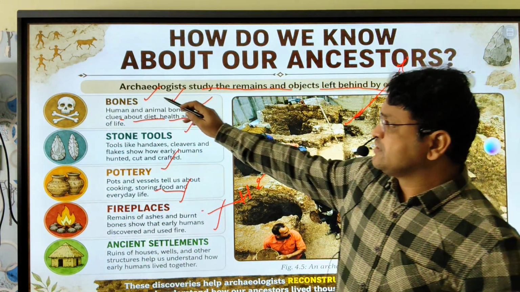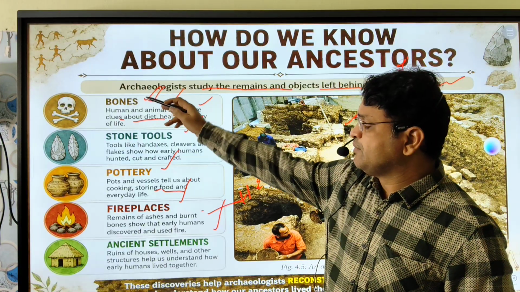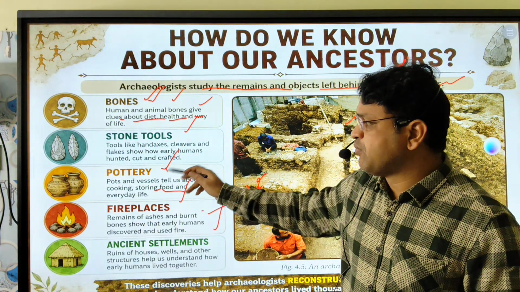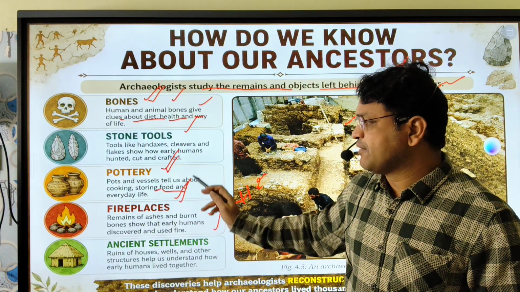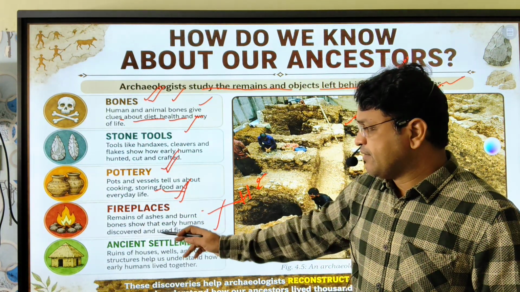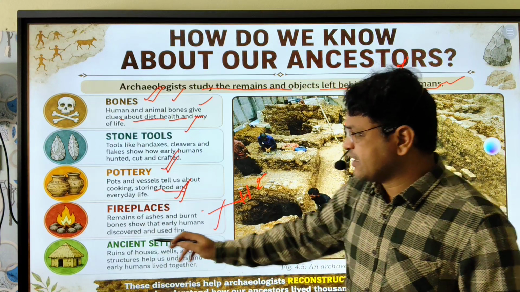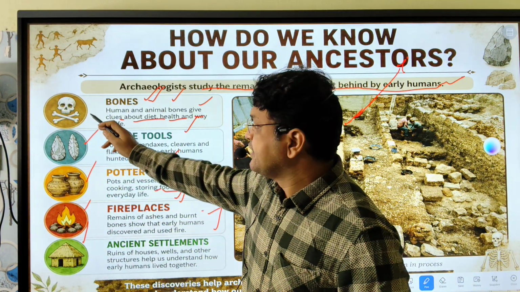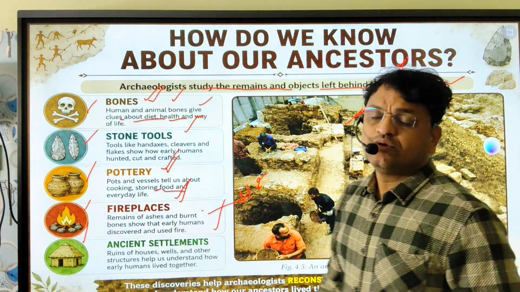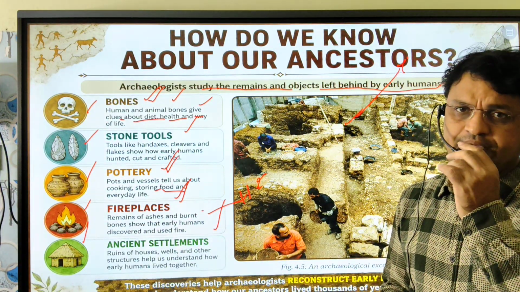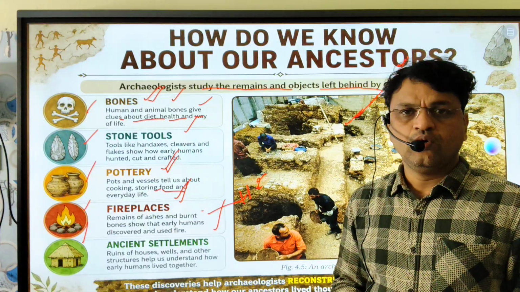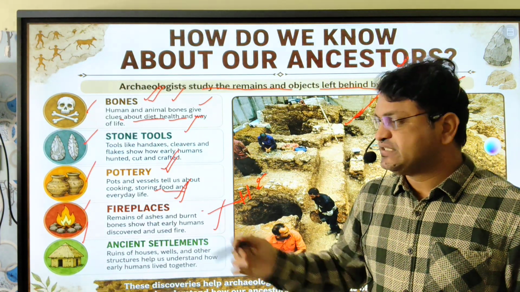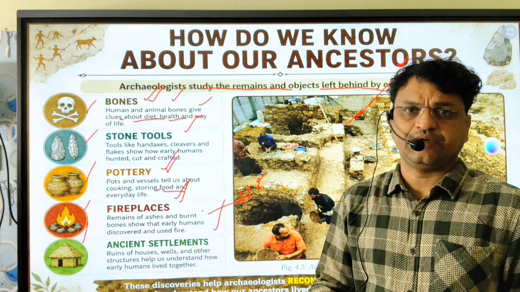So we use carbon dating, examine bones, look at stone tools, pottery, fireplaces where they used fire, and ancient settlements like houses, fire, pottery, stone tools, hand axes, bones and skulls, everything. In this way, the archaeologist and the anthropologist come to know who came first and who came last, and how, and by looking at all of these things, they reconstruct human history.